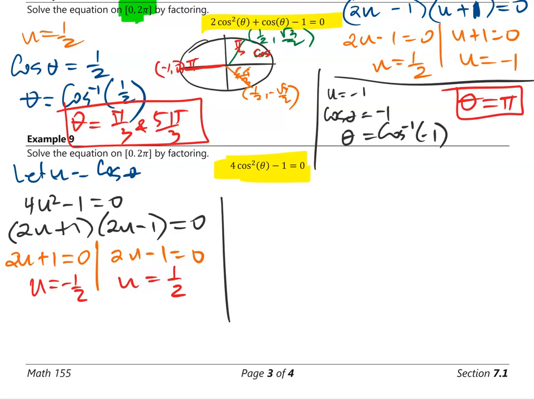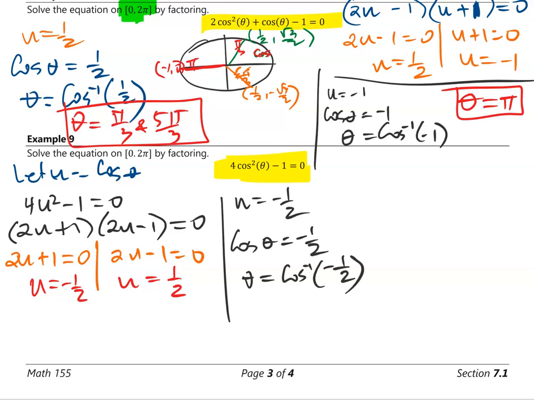So let's do that. The first one, when u is equal to negative 1/2, so cosine theta is equal to negative 1/2. Theta is equal to inverse cosine of negative 1/2. You can use your calculator, or if you remember, use the unit circle. When it's negative 1/2, the answers are 2 pi over 3 and 4 pi over 3.